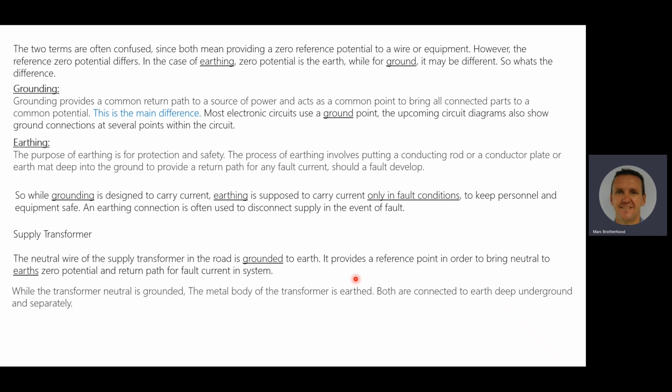Now, while the transformer neutral is grounded, in the ground, the metal body of the transformer is earthed. Here we can see the difference. We're talking about grounded and earthed. Both are connected deep underground, and they are connected separately. They're not connected together. So the neutral is grounded with the earth spike, but the metal body of the transformer is earthed. Both are in the earth, the soil, and they serve different functions.